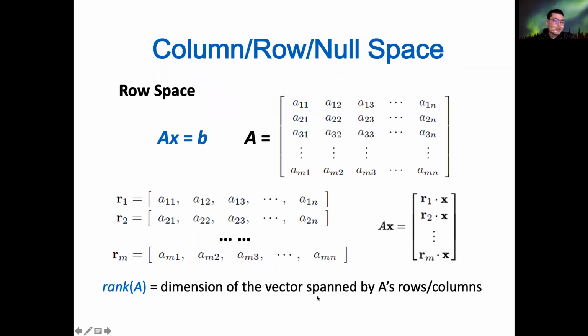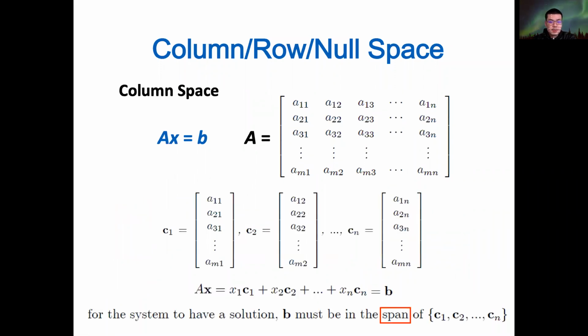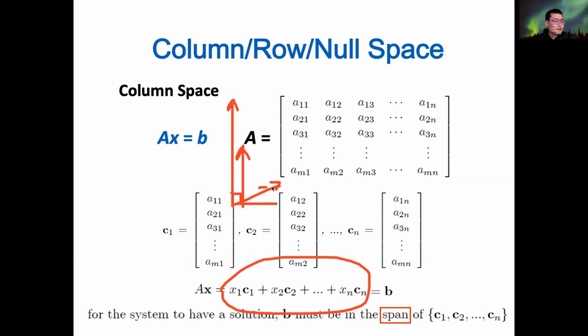Rank A is the dimension of the vector space spanned by A's rows and columns. So, for example, for this space, how many dimensions do you have? Think about it. If you have just one column vector, and another column vector, C1 and C2 along the same direction, you only have a one-dimensional space. If you have another with some component orthogonal to it, you are not totally on the same line, so you have a two-dimensional space, because it's the whole screen. If you have some other component coming out of this screen, then you have a three-dimensional space.